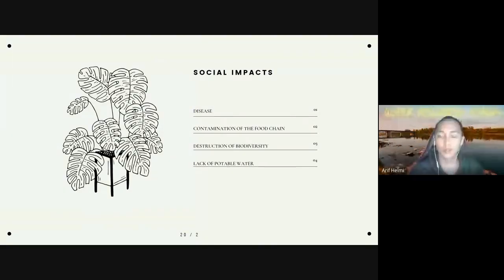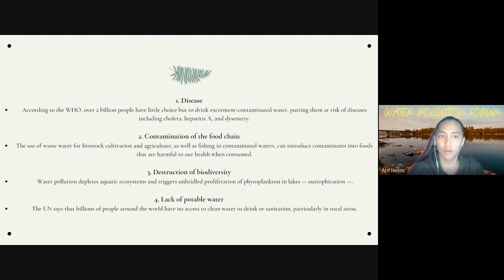Thank you, Fidaus. Next, for social impacts, there are 4 social impacts caused by water pollution. The first one, diseases. According to the WHO, over 2 billion people have little choice but to drink excrement-contaminated water, putting them at risk of diseases including cholera, hepatitis A, and dysentery.